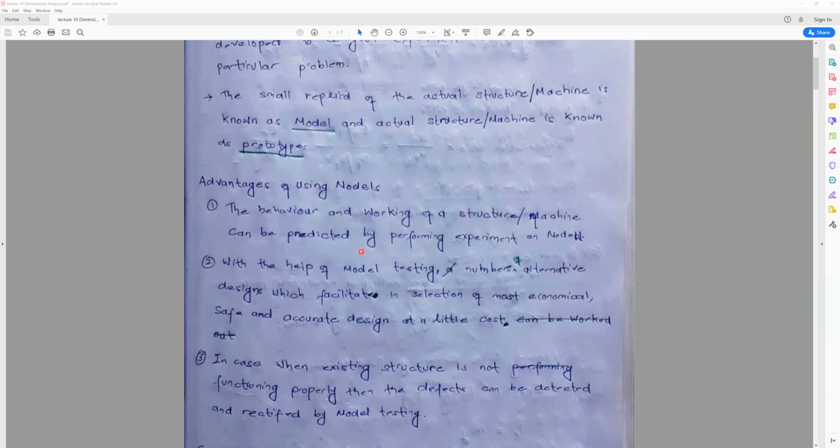With the help of a model, how the actual prototype would behave in a real situation, we could predict up to a certain degree, and then if there is a problem, we can rectify it. And this is one of the advantages of the model. With the help of model testing, a number of alternative designs can be tried, which facilitates selection of the most economical, safe, and accurate design at a little cost.